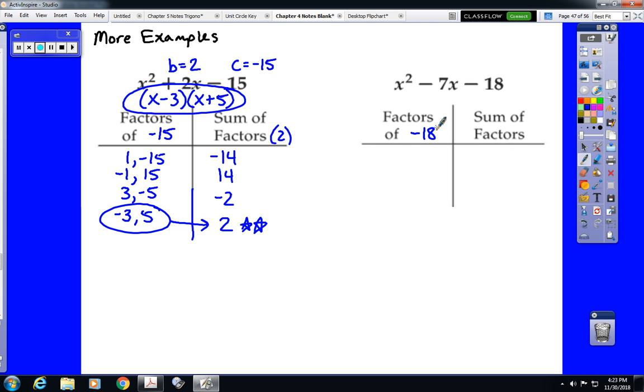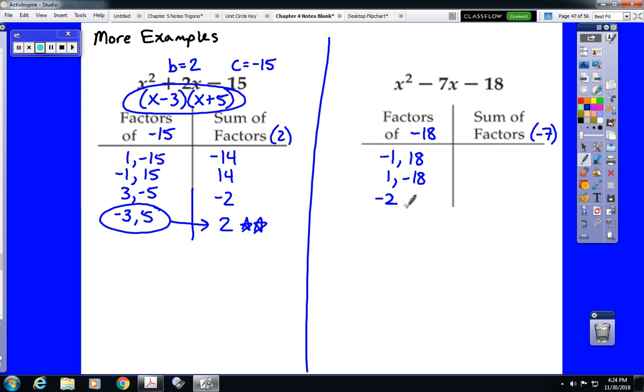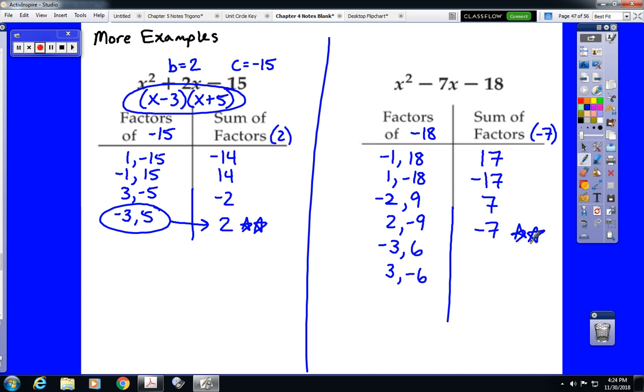Factors of negative 18 that add up to negative 7. So we have negative 1, positive 18, 1 and negative 18, negative 2 and 9, 2 and negative 9, 3 and 6, one positive, one negative. Those are all of your factor pairs for negative 18. Add those up. There it is. That's the one we want. We'll go ahead and finish it out because it's an example. So we want 2 and negative 9, x plus 2, x minus 9.